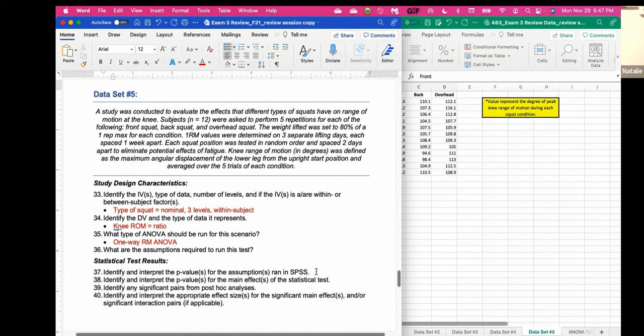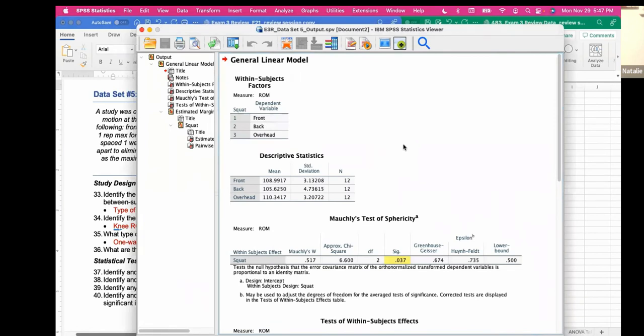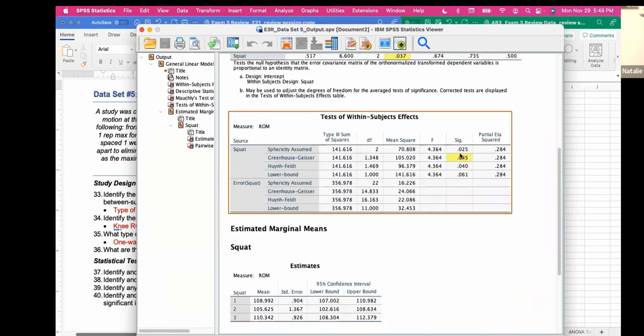If we have a significant effect for our type of squat, we would look at pairwise comparisons. And then for our effect size, we would report omega squared, which has to be calculated. And I did want to point something out on this one, just so that people aren't confused.